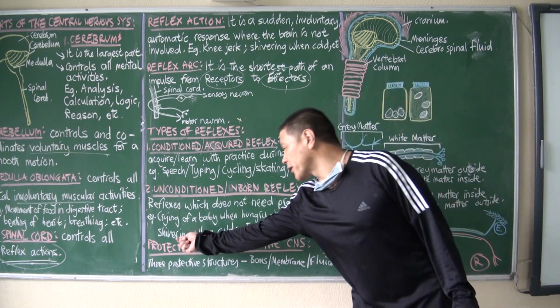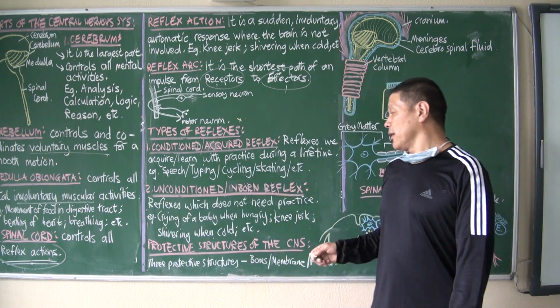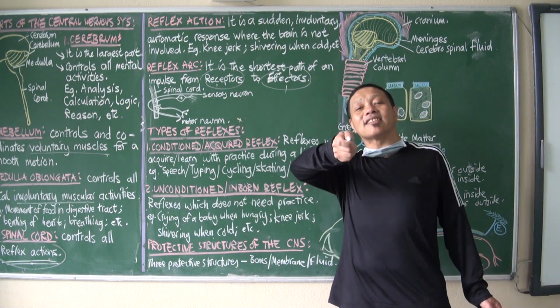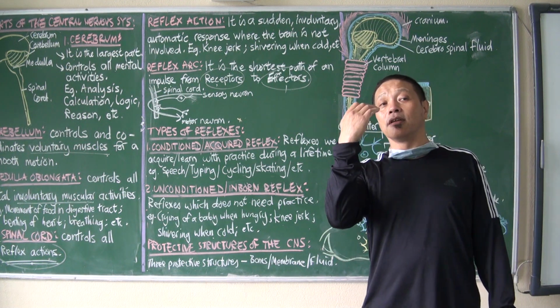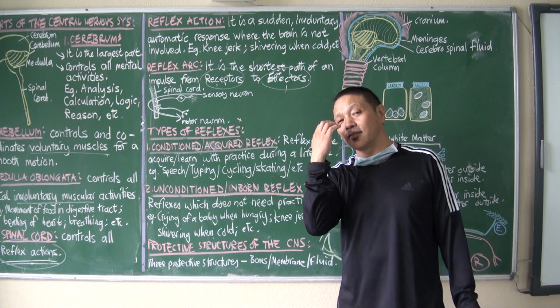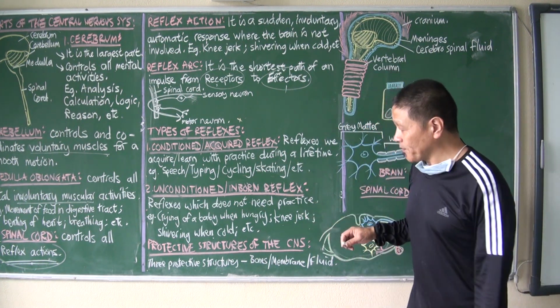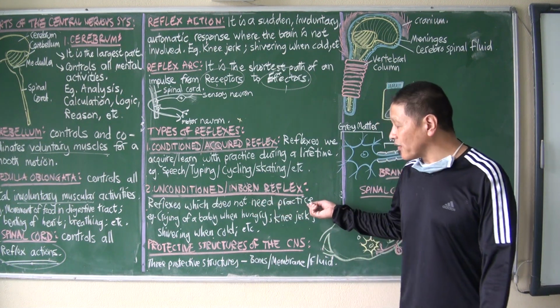Another one, shivering when cold, knee jerk or your elbow jerk, or shutting your eyes when a laser light is lighted into your eyes. No one needs to tell you to shut your eyelids, to prevent that laser light from really hurting your eyes. So these are all unconditioned reflexes.